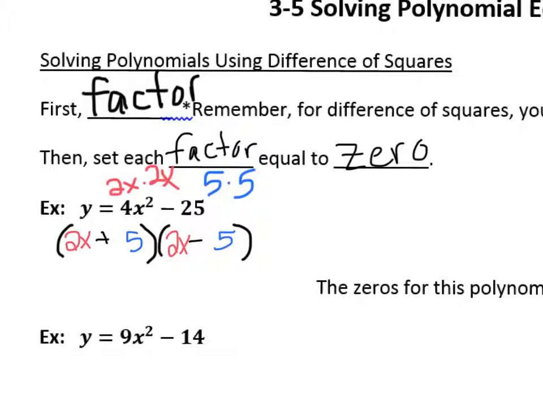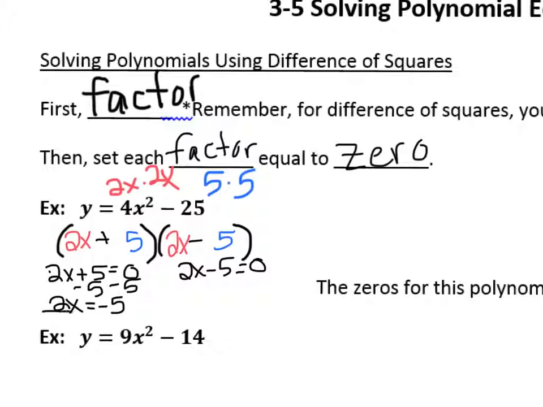Well, now we set each parenthesis equal to 0. So we have 2x plus 5 equals 0, and 2x minus 5 equals 0. Well, in the first one, we're going to subtract 5. So 2x is equal to -5. Then divide by 2. You could turn it into a decimal if you wanted to. You don't have to. You can leave it as the -5/2.